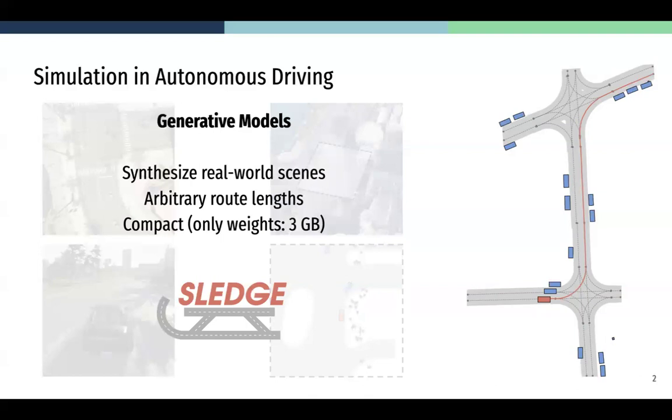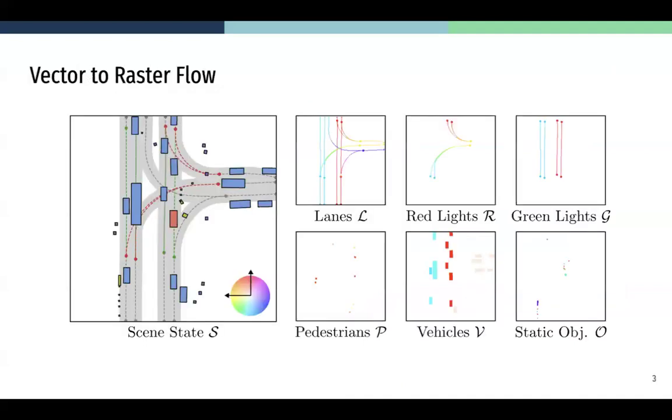This type of simulator is also really compact. Downloading a generative model is only like a few gigabytes of storage, as opposed to log replay simulators, which typically have terabytes worth of data logs. So how does this work?